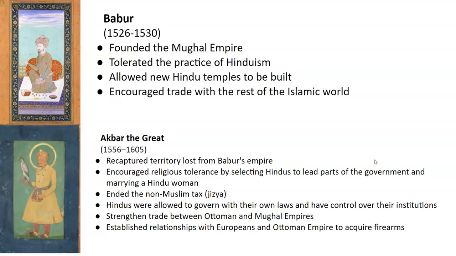Akbar the Great is probably the most famous of the Mughal emperors. He recaptured territories that had been lost from Babur's empire. He also encouraged religious tolerance by selecting Hindus to lead parts of the government and by marrying Hindu women. He ended the non-Muslim tax known as the jizya. Hindus were allowed to govern with their own laws and have control over their institutions. He strengthened trade between the Ottoman and Mughal empires, and he established relationships with Europeans and the Ottoman Empire to acquire firearms.